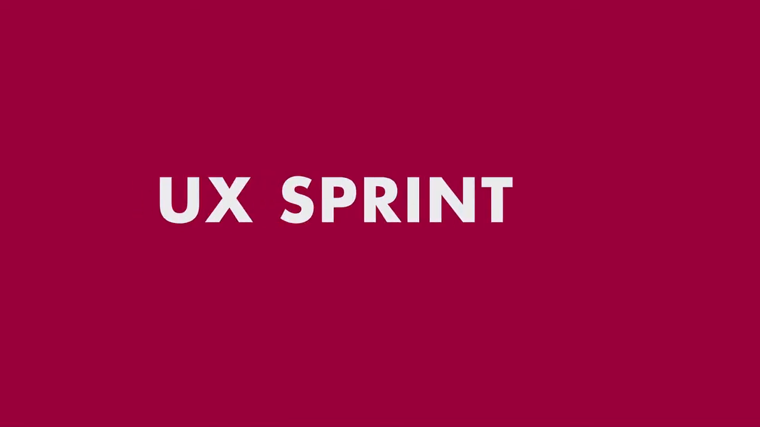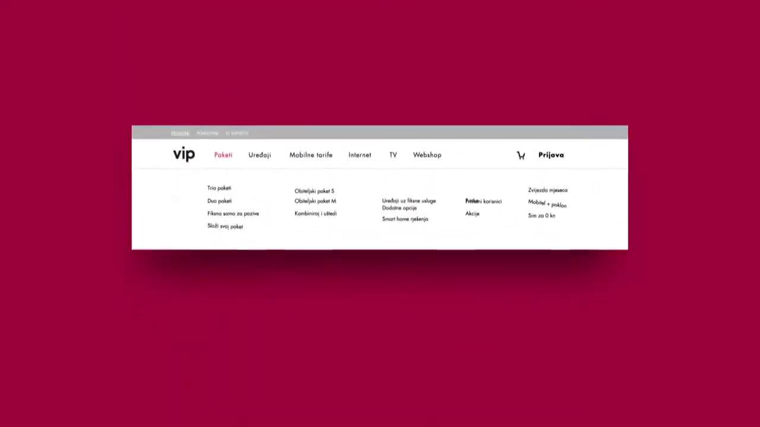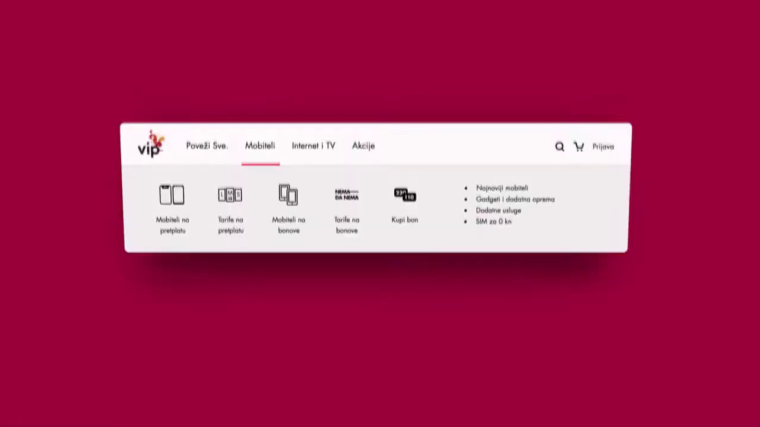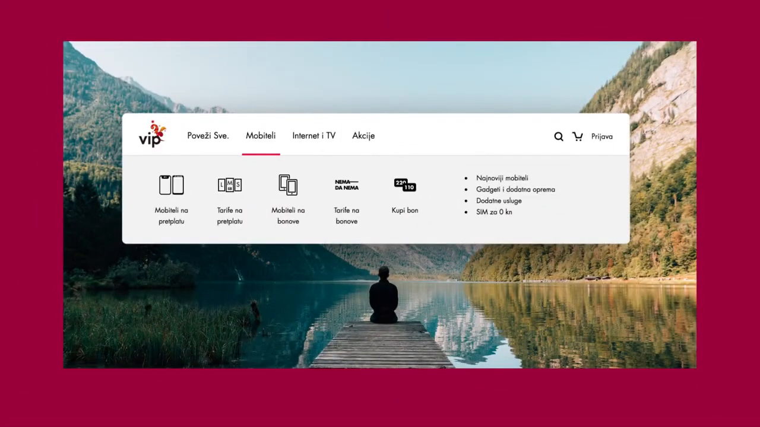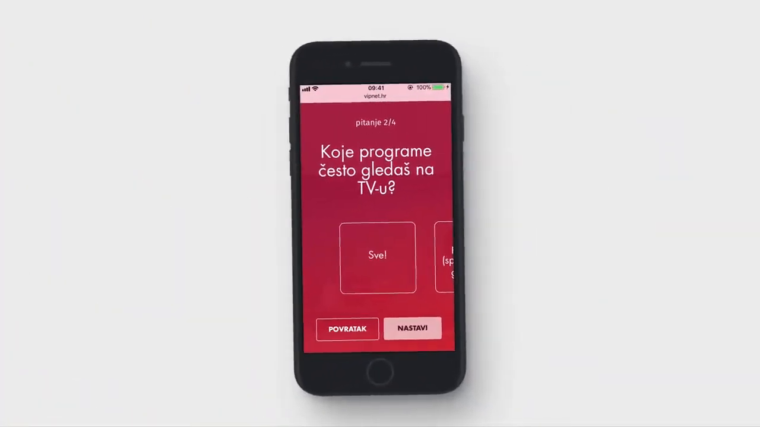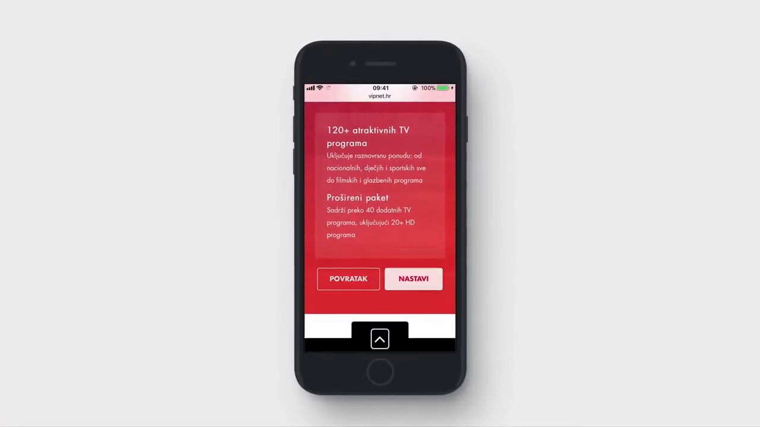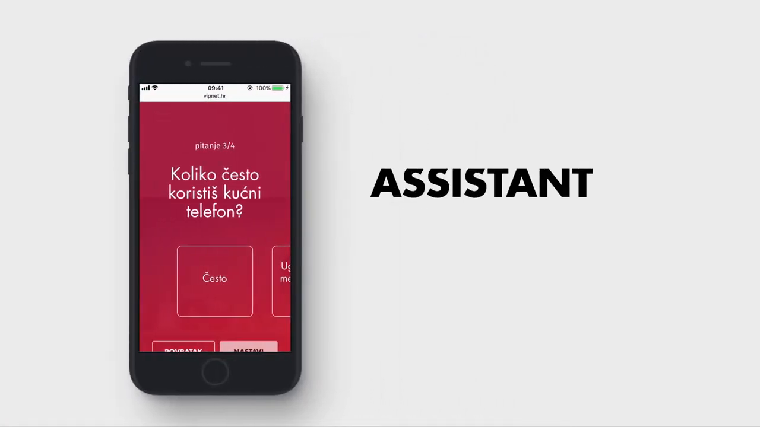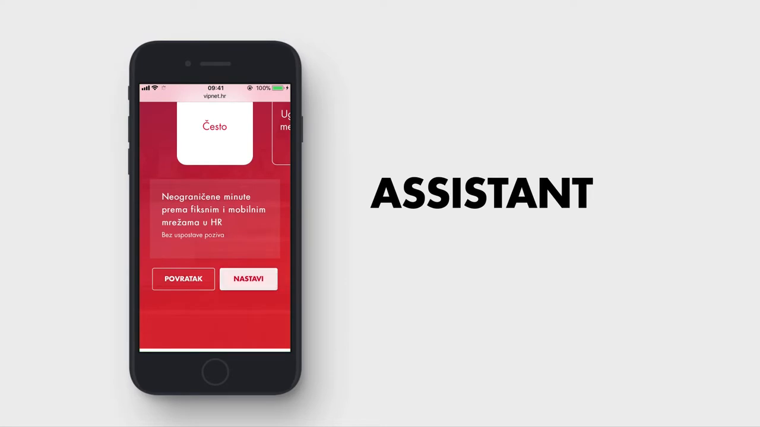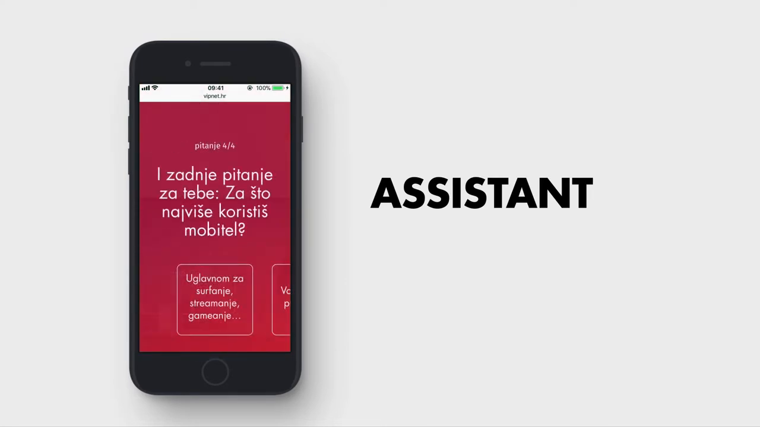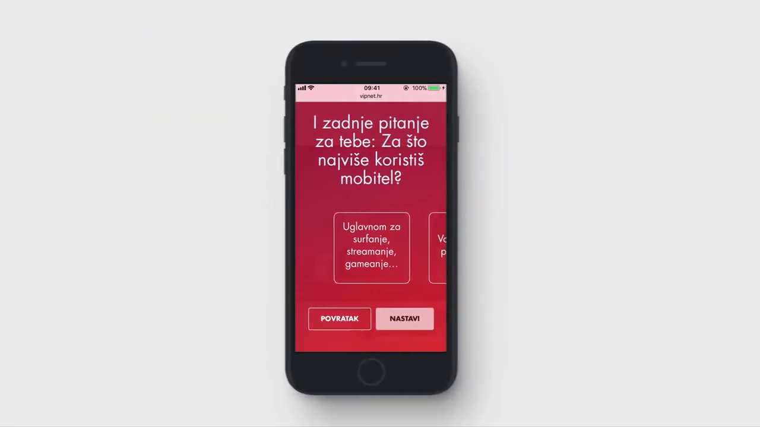After 5 days of the UX Sprint workshop with the client, we reached the initial prototype and tested it on two target groups. We said goodbye to the unwanted visual elements in order to make the site easier to use. When speaking about telco services, people sometimes don't know what they're looking for. So we built the assistant, a questionnaire that is able to recommend the perfect service to the user by learning about his habits.